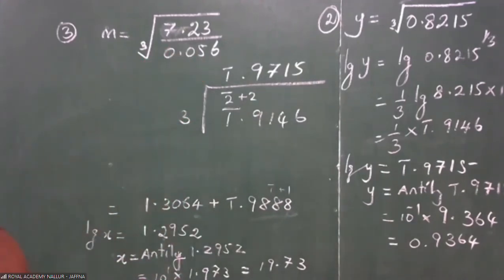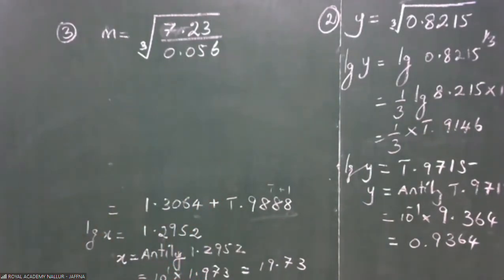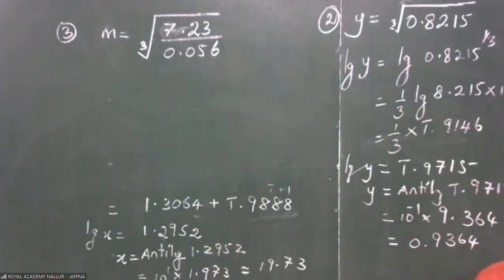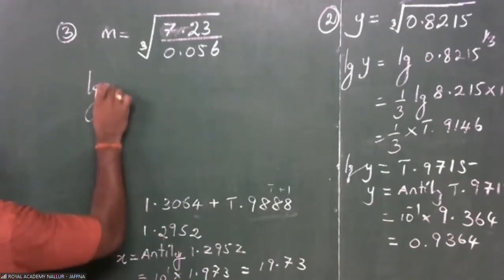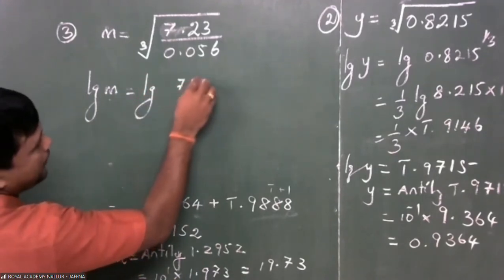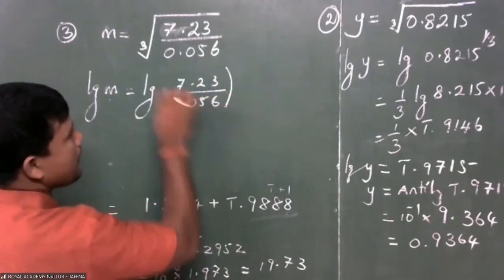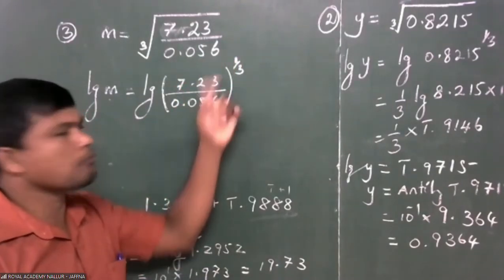Be aware when you make the expansion, because that cubic root is common for both. So you make it within the bracket. So when you consider logarithm, log n will be equal to logarithm of 7.23 by 0.056 to the power altogether 1/3. That means separately 1/3 is for both.